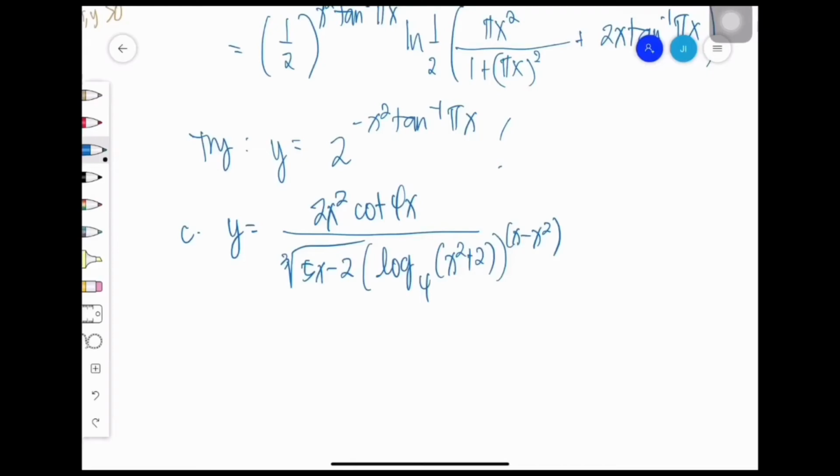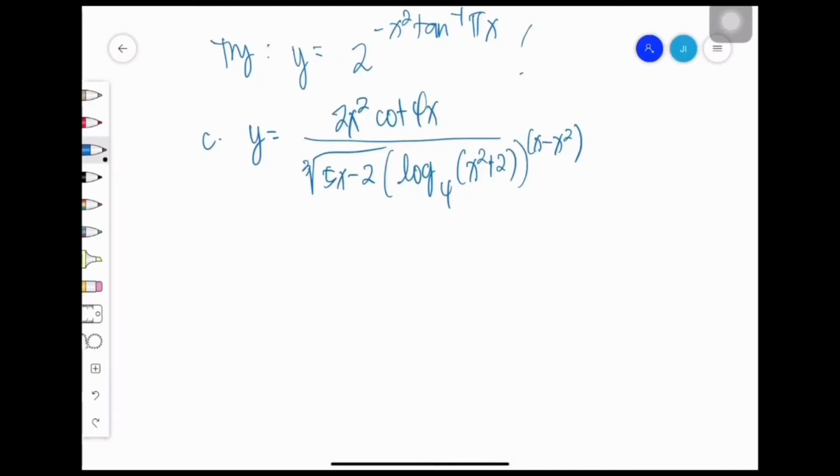This seems a little bit more complicated than before. And so what's your hunch? What are we going to do? Should we do a log diff here, or should we do a quotient rule here? Let's see.